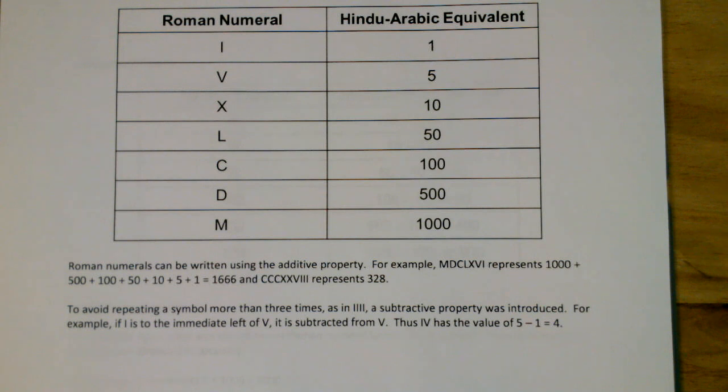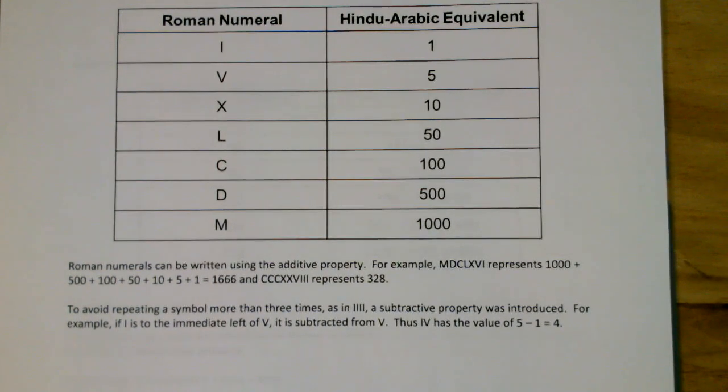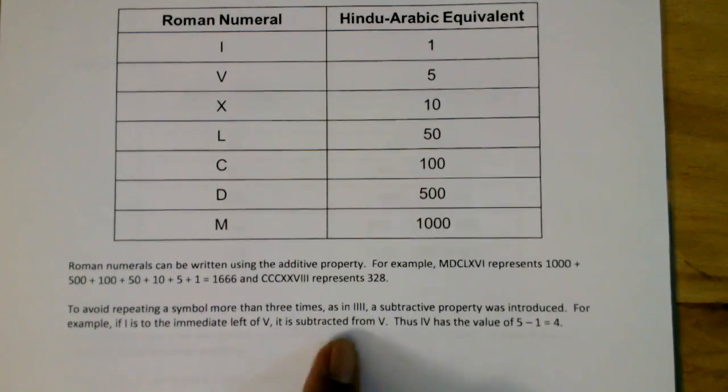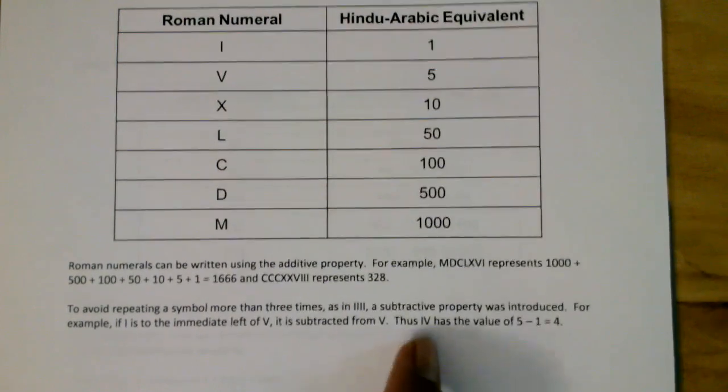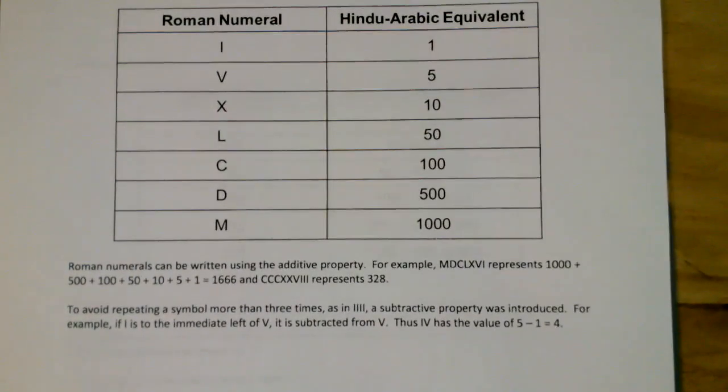Now, to avoid repeating a symbol more than 3 times, as in I, a subtractive property was introduced. For example, if I is to the immediate left of, let's say, V, it is subtracted from V. That would mean that IV will be the Roman numeral for 4, because I is 1 and the V is 5. So 5 minus 1 will be 4.